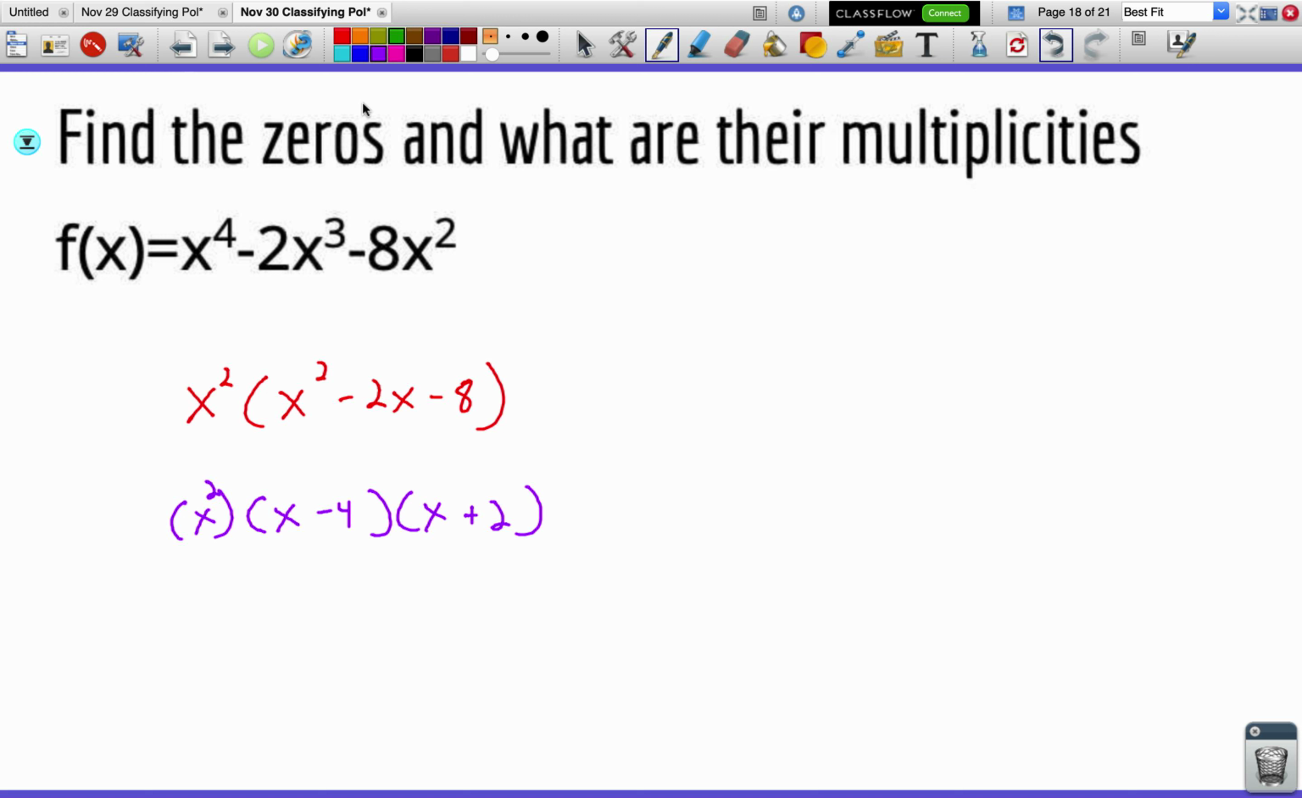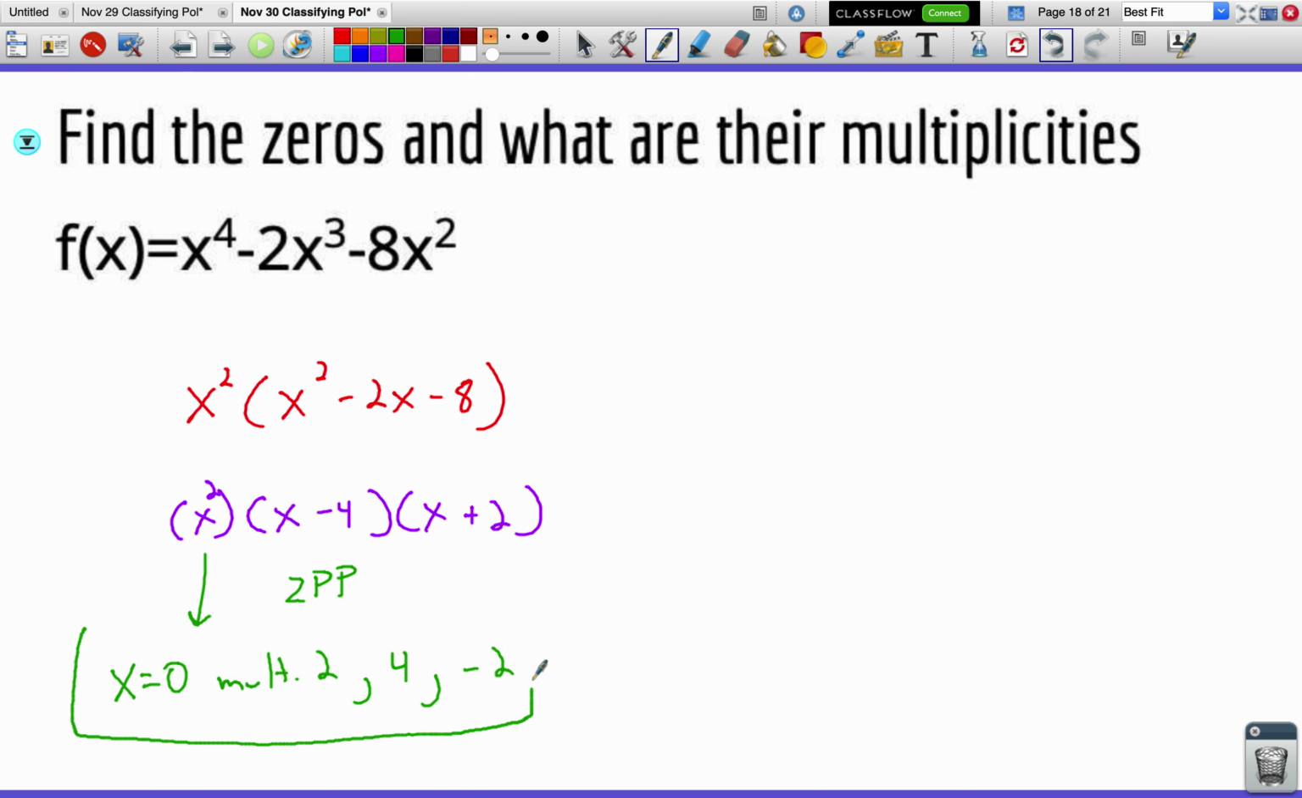All right, and here are our zeros. We're going to apply the zero product property. X squared, being by itself, is going to give us a 0 at x equals 0 with a multiplicity of 2. The x minus 4 being a linear factor means +4 will be a 0, and x plus 2 being a linear factor means -2 will be a 0. The only one with the multiplicity was this one at 0 because it had this squared. If you have a repeated factor, you can get a multiplicity at different numbers as well.